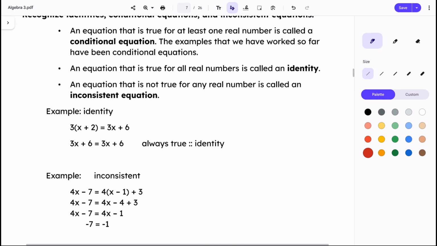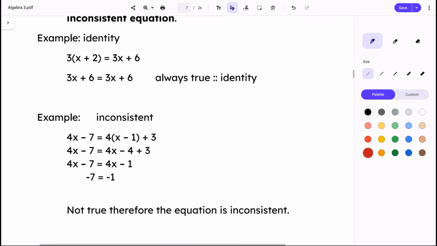So for example, this first one is an example of an identity case. It says 3 times the quantity x plus 2 equals 3x plus 6. Well, if I were to distribute the 3 here, then I get 3x plus 6 equals 3x plus 6. That means that it's equal to itself, so that's always true. So it's called the identity. What this also means is that it has an infinite number of solutions.